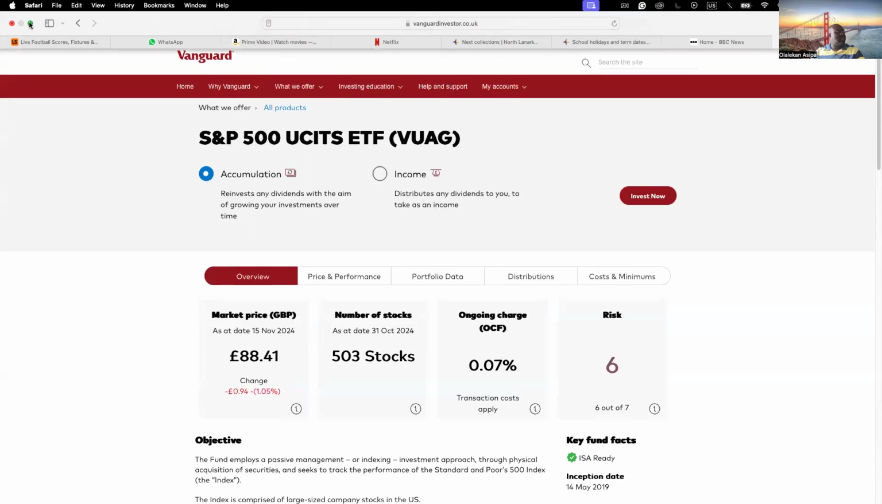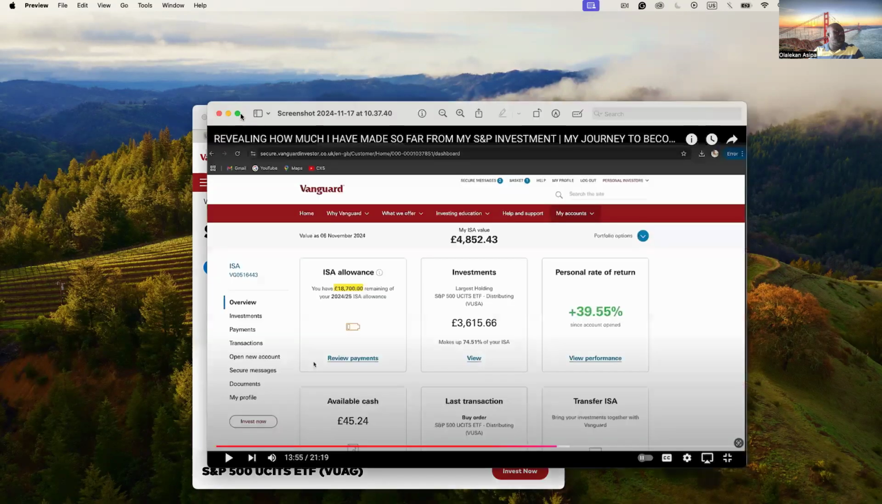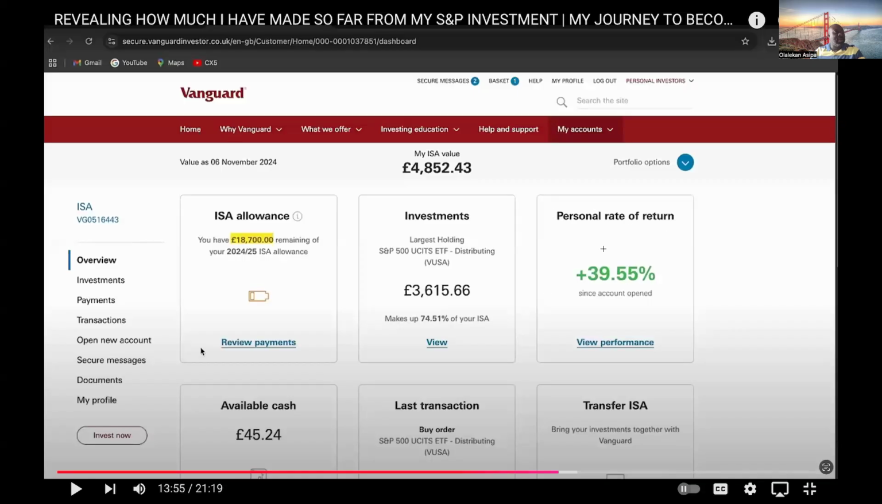And not just that, recently I did see somebody show their Vanguard account, and this is an S&P 500 account, and you can see the person is making 39% return. That is huge compared to the 14% I was returning on my LifeStrategy account. So that's just to show you the S&P 500 is actually a good fund you want to invest in.